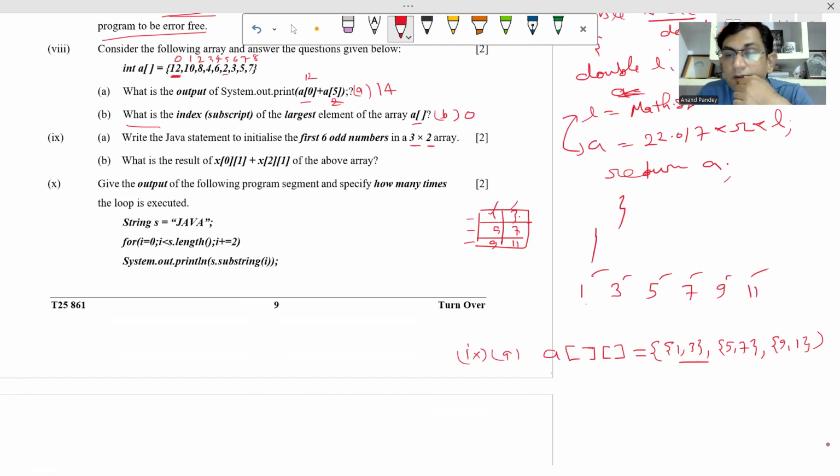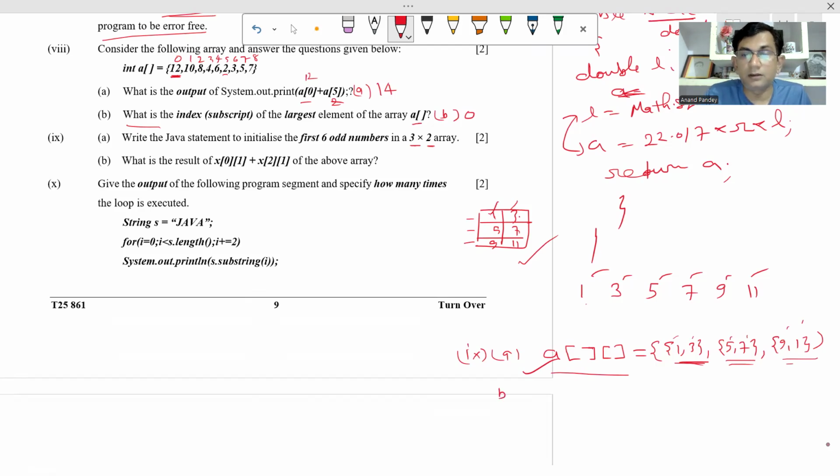So the answer is this one. I'm showing you visually. This is the answer. Elements of the first row in a bracket, elements of the second row in a bracket, elements of the third row in a bracket. 3 rows and 2 columns. Okay, so this is the answer.